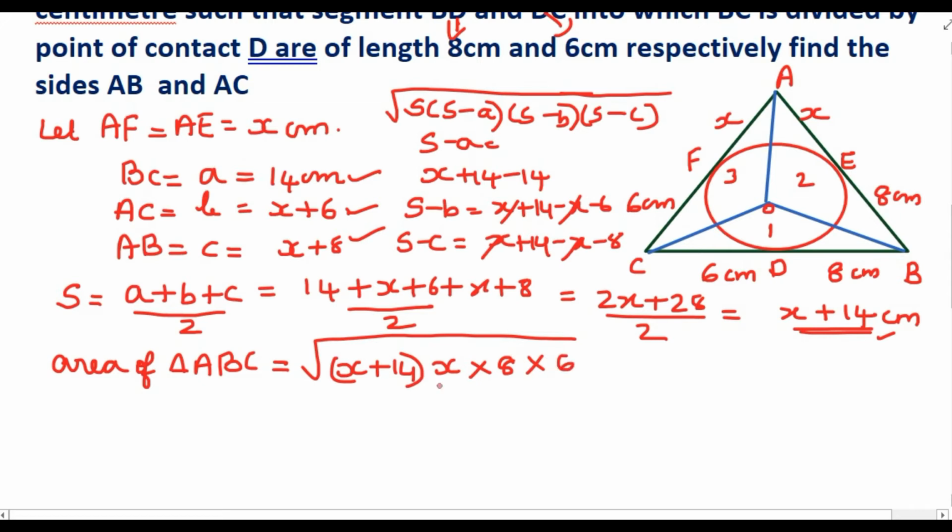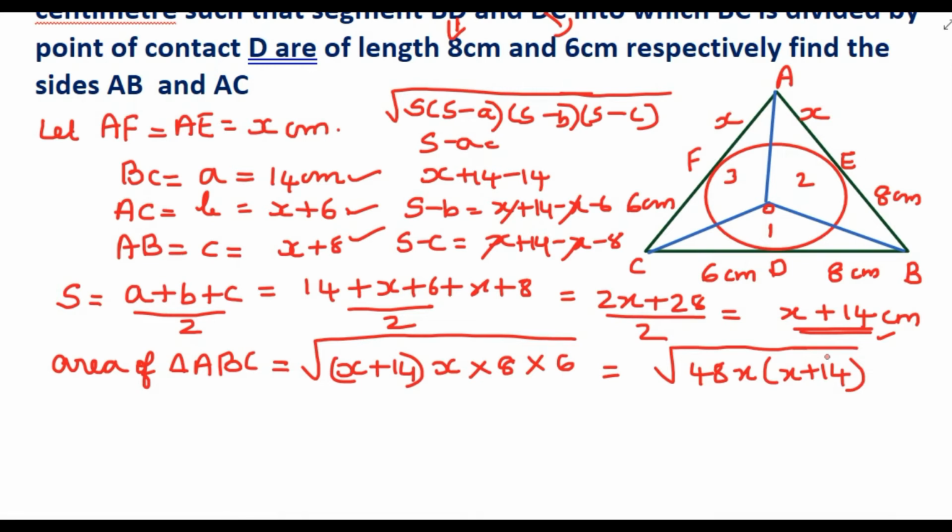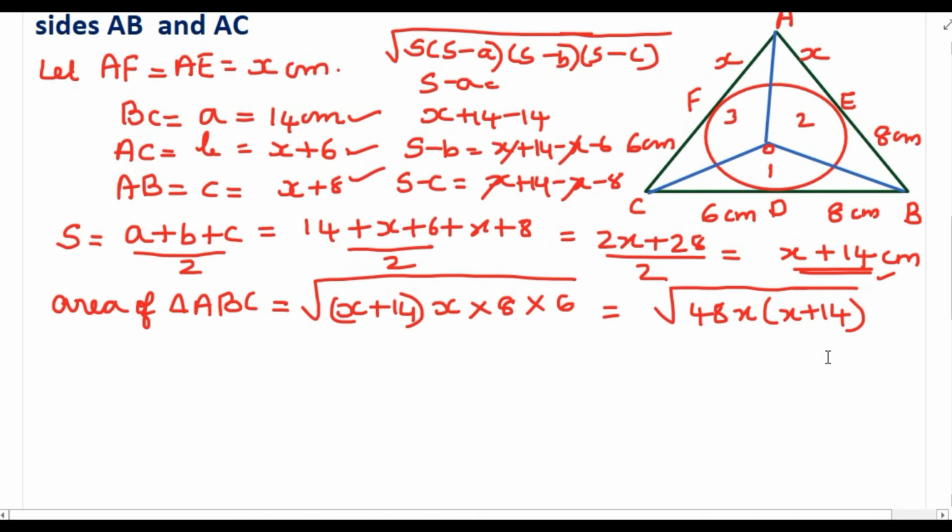So we have the square root of 48x, 6 into 8 is 48, so 48x into x plus 14. Let it be there. Now we will find out the area of the three triangles separately.